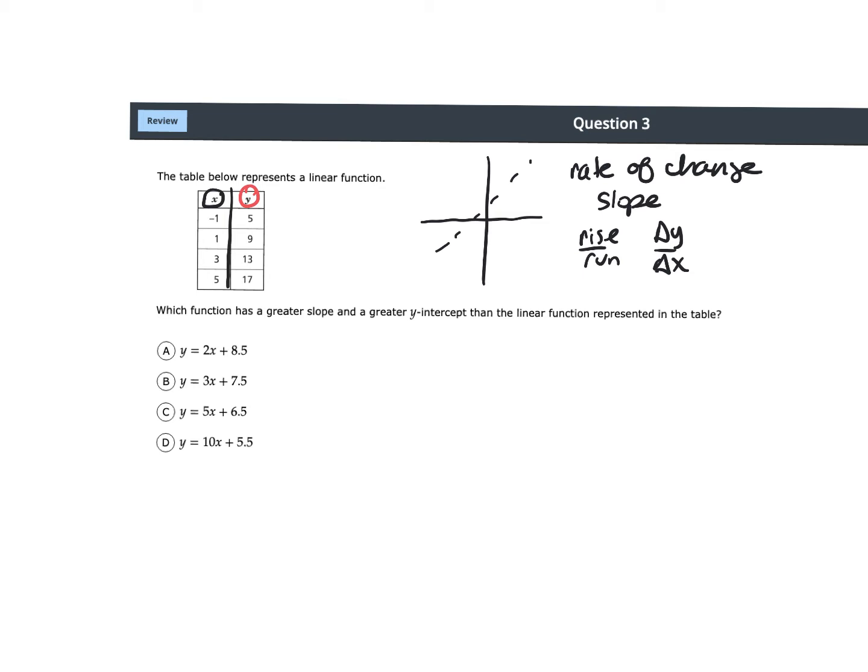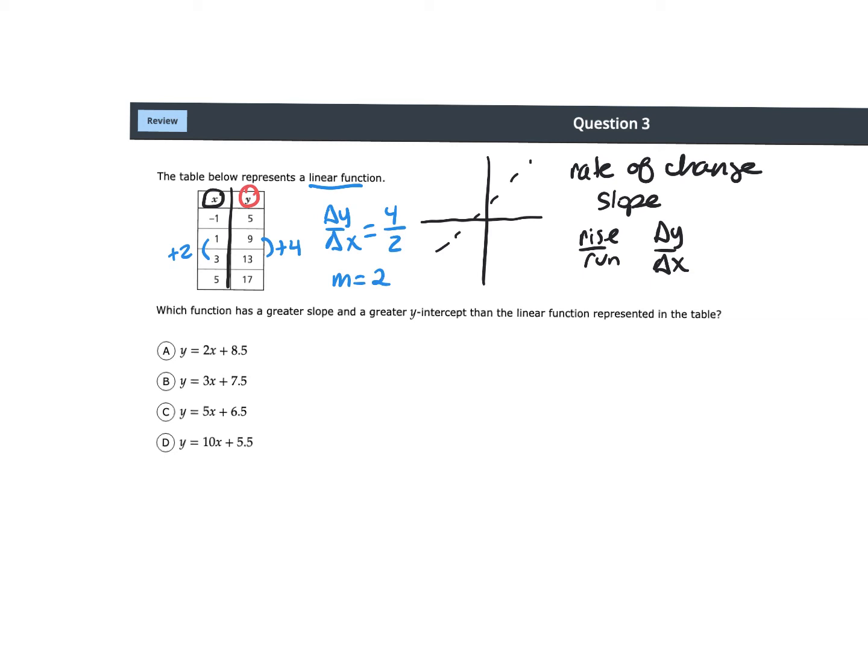We know it's a linear function, which means we can test any two values and they will always be the same. So I can say plus 2, and this goes up by 4. I don't need to test them all because they tell me it's linear, so I can just do my 4 over 2, my change in y over my change in x. 4 over 2 gives me a slope of 2.